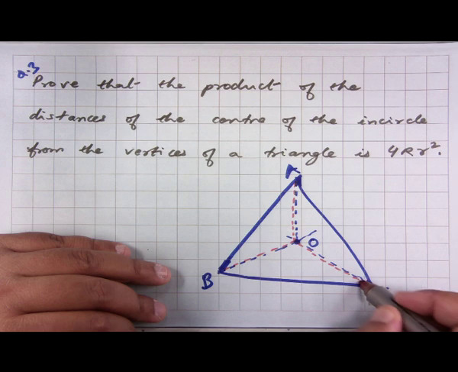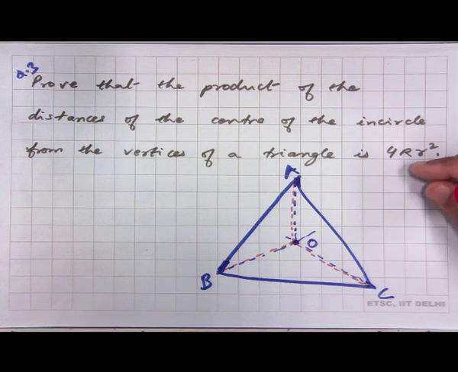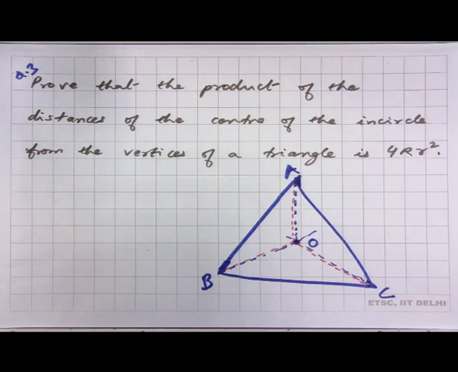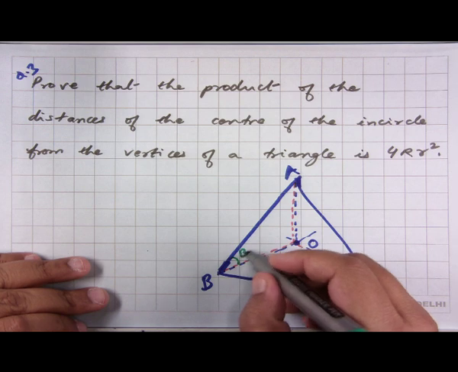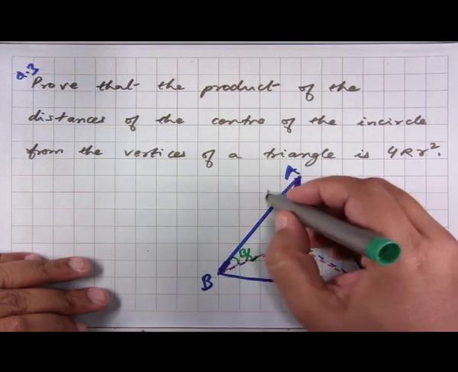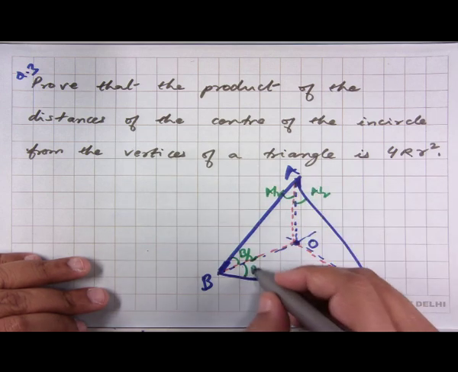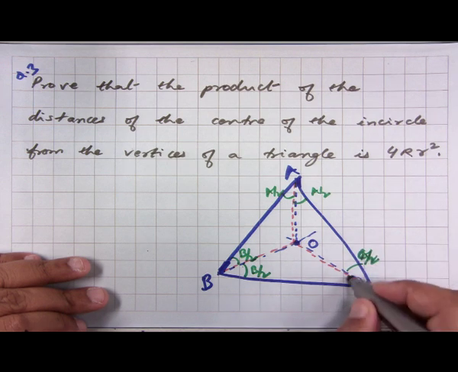Now, we have to take a product of these distances, and we have to show that it is equal to 4 uppercase R times the square of the inradius. Now, since these are angle bisectors, these are half angles. This is B by 2 and this is A by 2, this is also A by 2, this is B by 2, sorry, this is C by 2, and this is also C by 2.